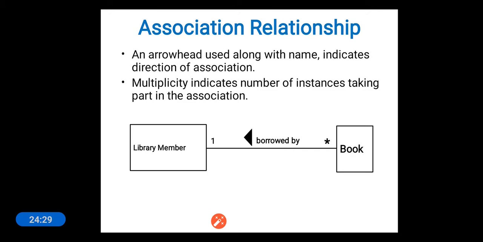We can also represent the association by using an arrowhead and by indicating the multiplicity also. That means an arrowhead can be used along with the name, which indicates the direction of association. In order to indicate the direction of association and multiplicity, we can use it in this manner. Here the book is borrowed by library member. That is, a book is associated with the library member.